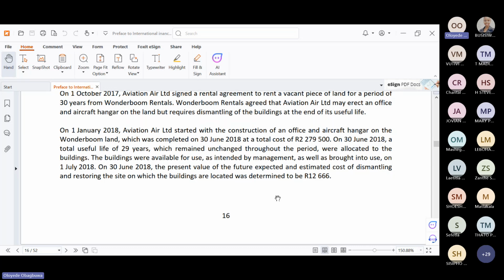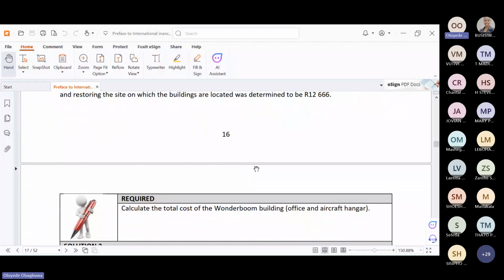12,666. If you understand the question, it's saying the cost of the building is 2.2 million. Now, the cost of dismantling it: you remember that he said, whatever you build on this land, at the end of the lease, you must dismantle it. So the future expected cost of dismantling it is 12,666. All right. Now the question is asking, calculate the total cost of Wonder Boom building, the office, and the aircraft hangar.